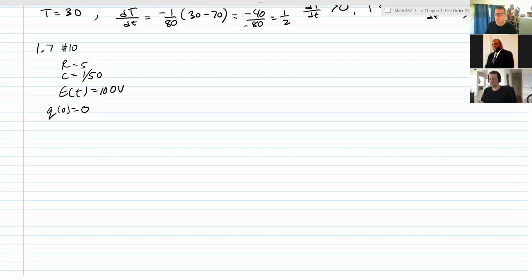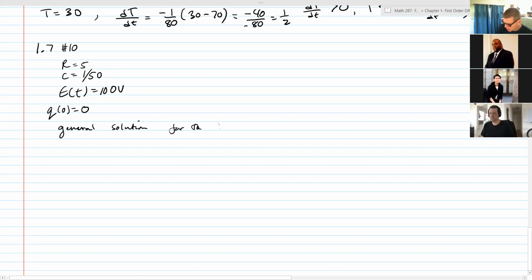So let's start out here, Angel. What was the general solution that you got for the differential equation? After doing the whole first order linear differential equation thing, I got Q of t equals 2 plus C e to the negative 10t. Got it. I didn't realize it was Q of 0 equals 0. To be uncharged means 0 charge. There you go.